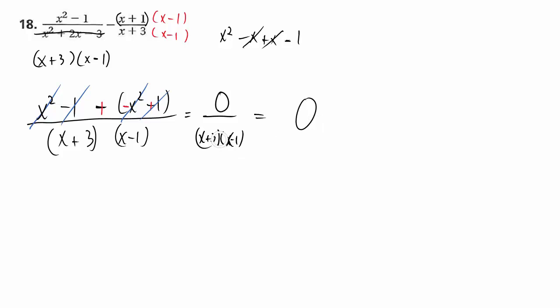But I still should write my domain restrictions because they asked for it. So the restrictions are x cannot be 1, and x cannot be negative 3 because of this guy right here. So this is your answer, and these are the restrictions.